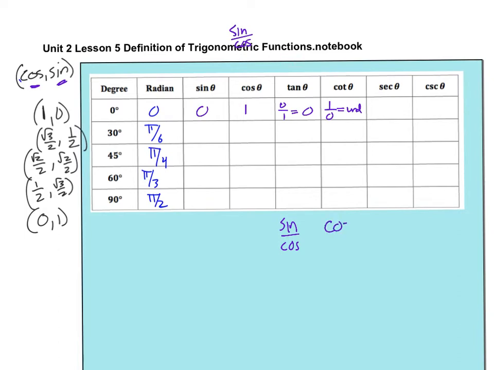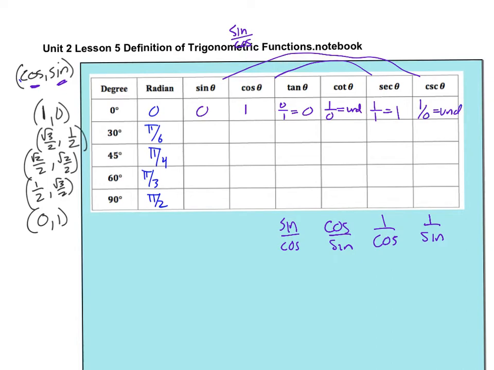All right, so just as kind of a reference, what I'm looking at, secant is going to be 1 over cosine. Cosecant is going to be 1 over sine. So secant, 1 over 1, is just going to be 1. Secant matches up to cosine, so 1 over 1. Cosecant matches up to sine, so 1 over 0, and that's undefined.